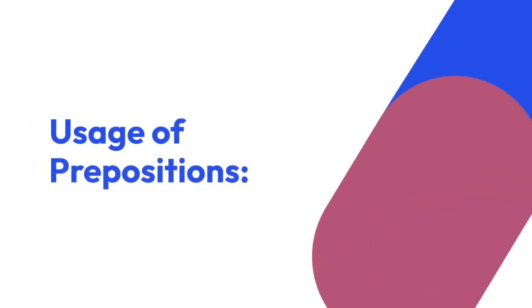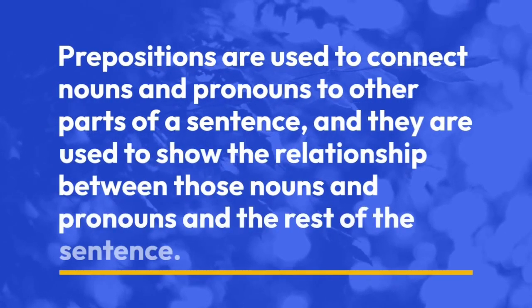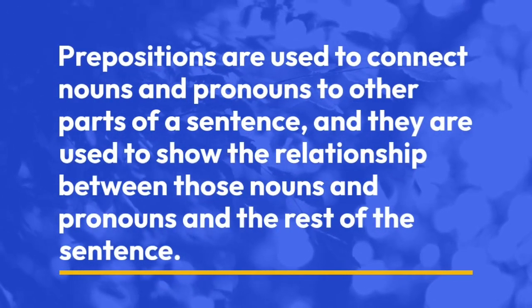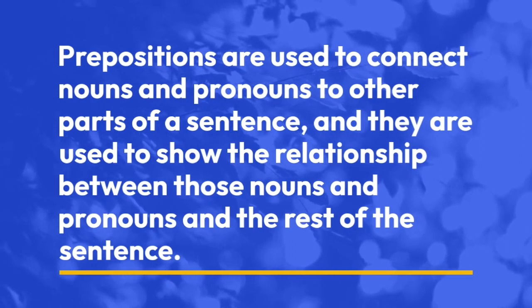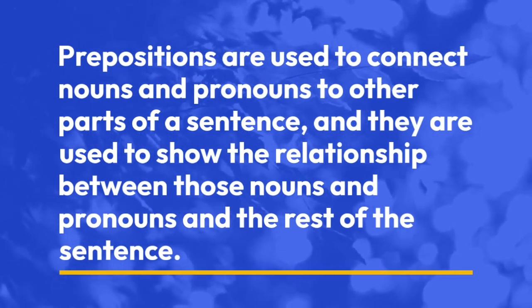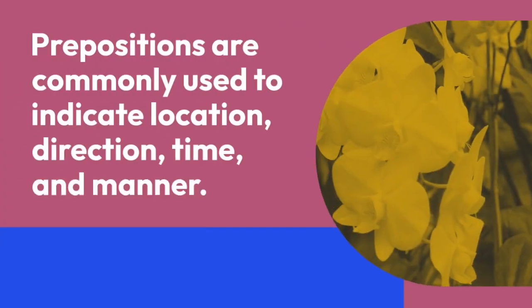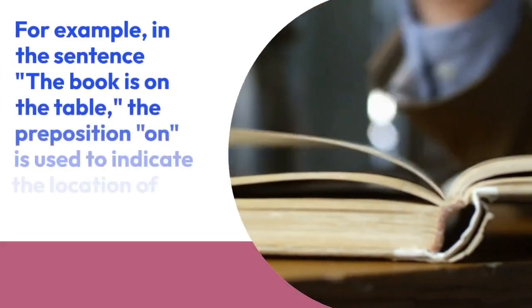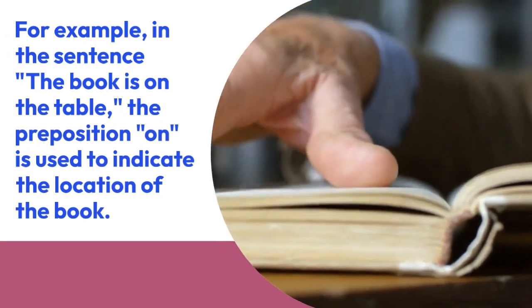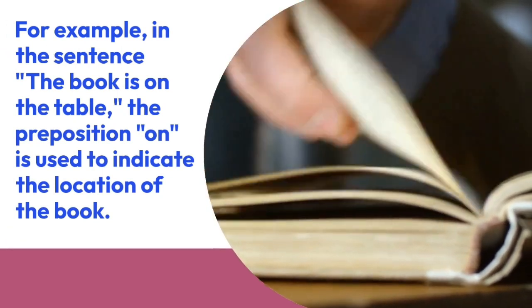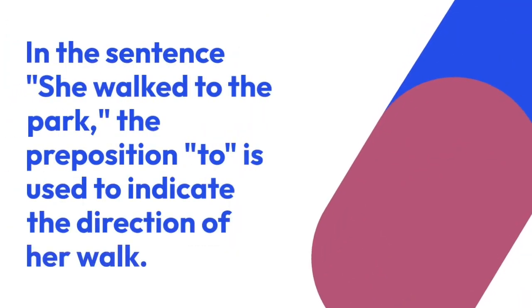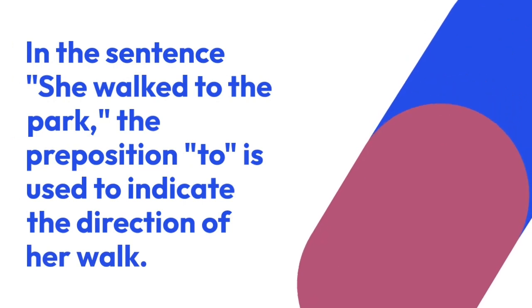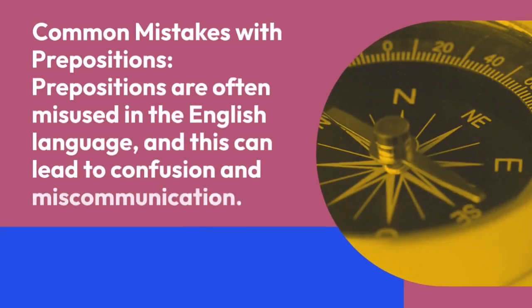Usage of prepositions. Prepositions are used to connect nouns and pronouns to other parts of a sentence, and they are used to show the relationship between those nouns and pronouns and the rest of the sentence. Prepositions are commonly used to indicate location, direction, time, and manner. For example, in the sentence "the book is on the table," the preposition on is used to indicate the location of the book. In the sentence "she walked to the park," the preposition to is used to indicate the direction of her walk.